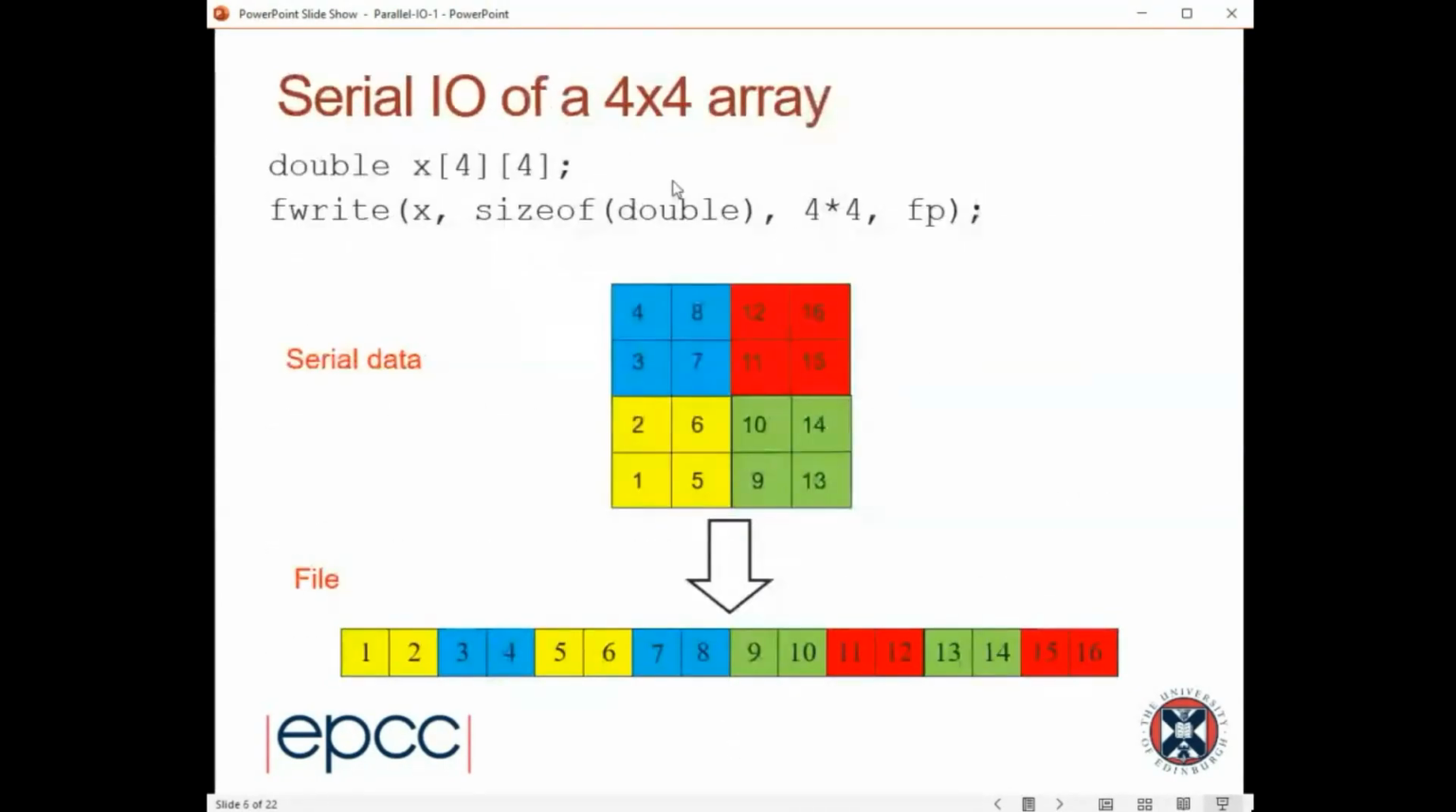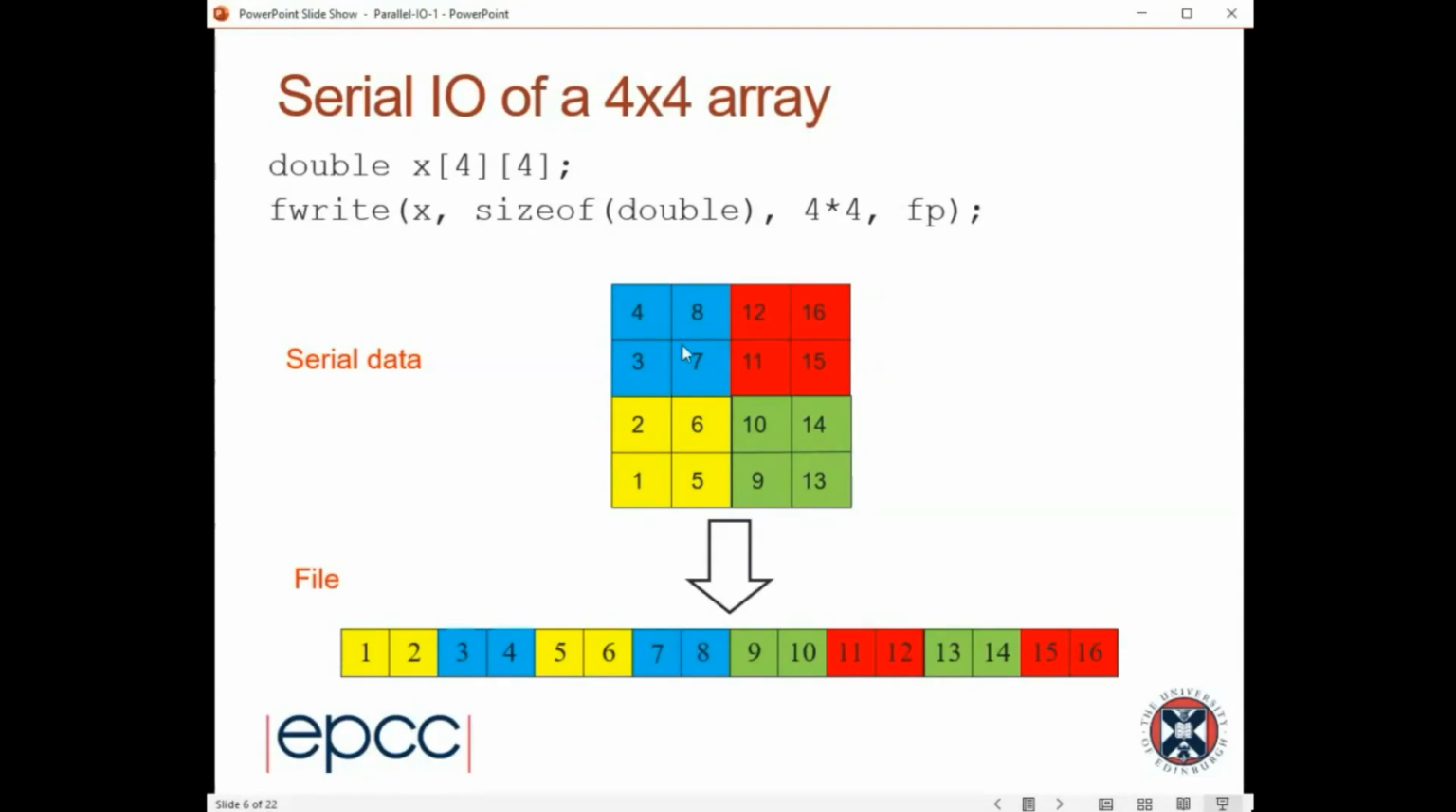Let's imagine that we've written a serial program, and we have a 4x4 array of doubles. You can see here we have double x[4][4]. Of course, if we have the 2D array in memory, in reality there's a mapping from the 2D array to the linear space of data. The way I've drawn it here, you can draw it many ways, but we have a 4x4 2D array, and in memory the data is laid out 1, 2, 3, 4, 5, 6, 7, 8, 9, 10, 11, 12, 13, 14, 15, 16. So what we really have is an array of 16 numbers.